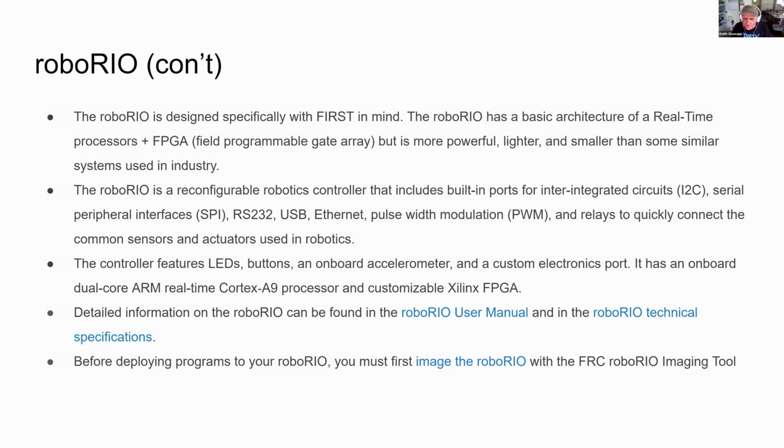The controller itself allows you to control different kinds of LEDs. You can read buttons. They do have an onboard accelerometer, but it's not very good. And it has a port where you can plug in bigger electronic boards, like the NavX, which we use to get our navigation information, in particular the yaw.